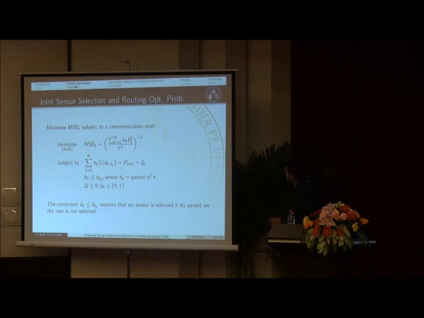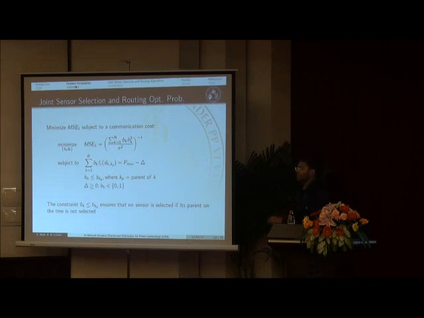So, this is the optimization problem: minimizing distortion subject to a total communication cost. As you minimize this term, distortion is subject to a total communication cost equal to Pmax minus delta. Delta is a power gap, that is the total power allowed minus the total power incurred.